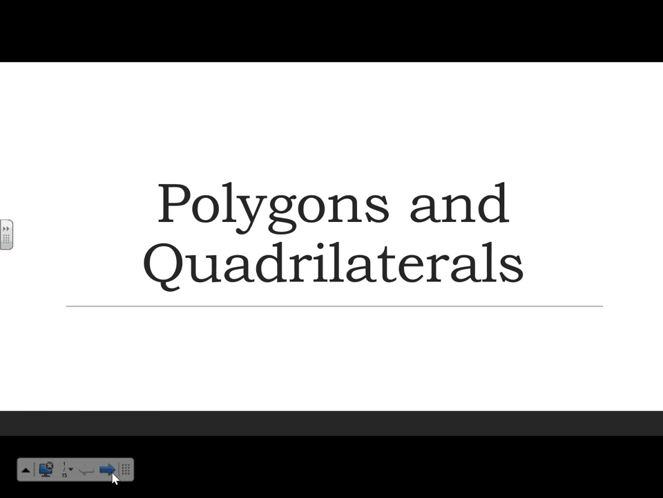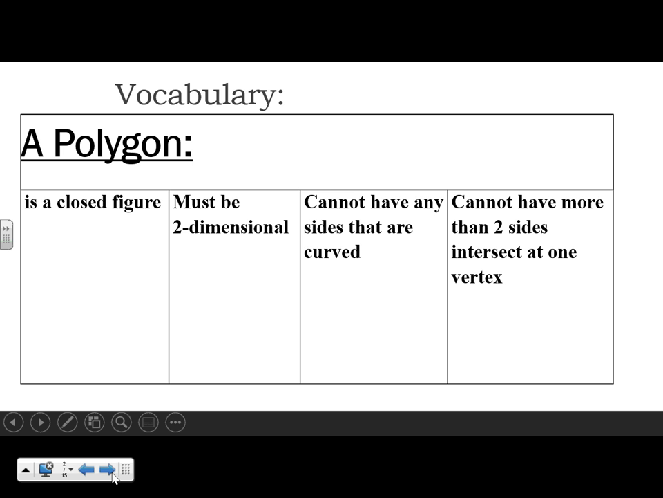Today's lesson is over polygons and quadrilaterals. So first thing, what is a polygon? To be a polygon, it has to meet all of these criteria. The first thing is it has to be a closed figure. Now, don't make this harder than it is.